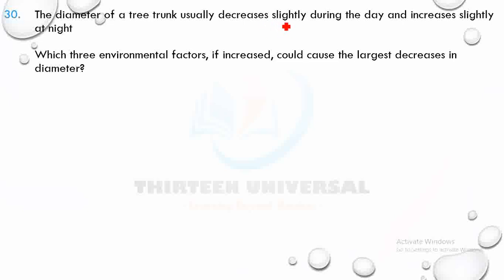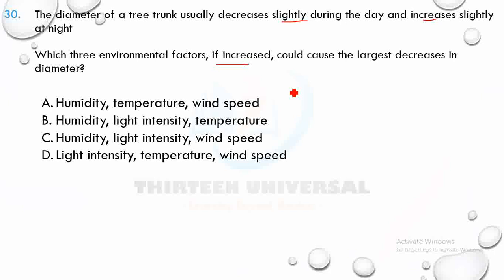The diameter of a tree trunk usually decreases slightly during the day and increases slightly during the night. Which three environmental factors, if increased, could cause the largest decreases? The ones that cause the largest decreases are the ones that increase the rate of transpiration. We have done this before. Humidity has an inverse relationship, but solve this question for me.